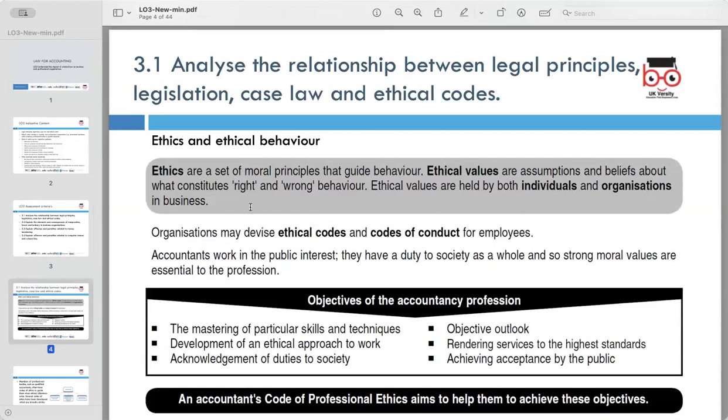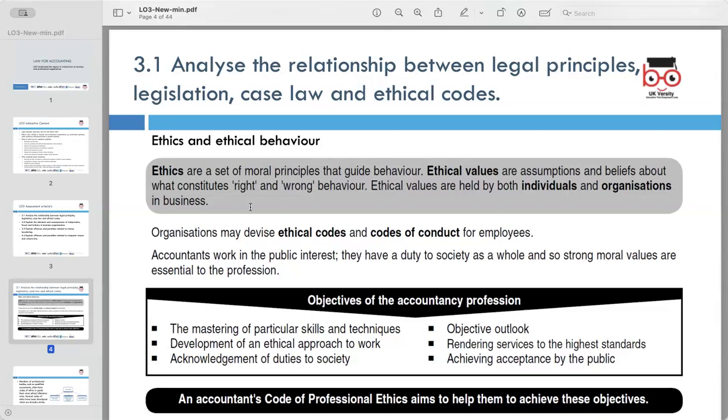Right. Analyze the relationship between legal principles, legislation, case laws, and ethical codes. So, in professional conduct, understanding the interplay between legal principles, legislations, case laws, and ethical codes is important. Ethics, as defined, is a set of moral principles guiding behavior, distinguishing between what is deemed right and wrong. These ethical values are upheld by individuals and organizations alike, permeating the fabric of business operations.